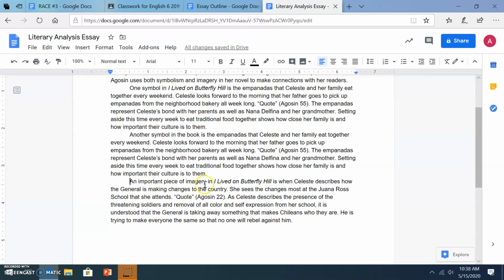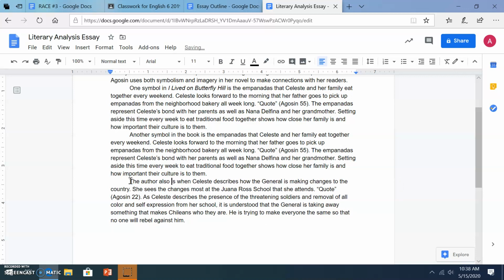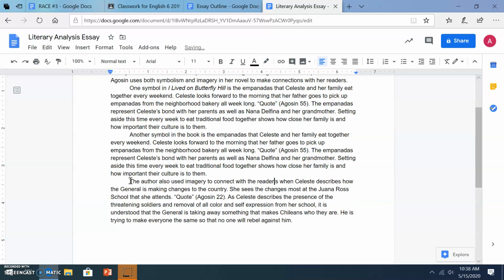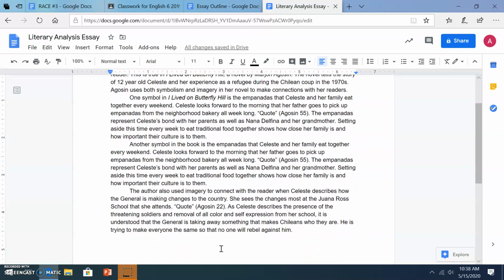And then here I'm going to change an important piece of imagery on I Lived on Butterfly Hill is to... The author also used imagery to connect with the reader when Celeste describes how the general is making changes to the country. All right, and then my body paragraphs are done.